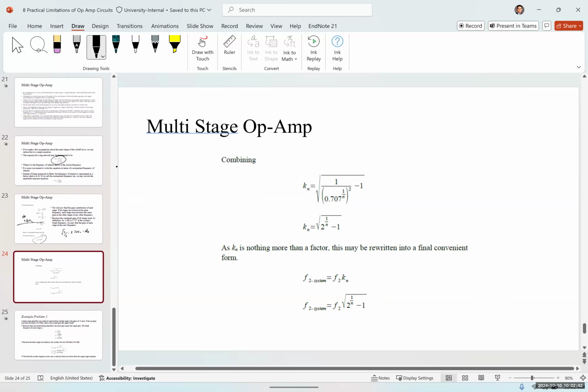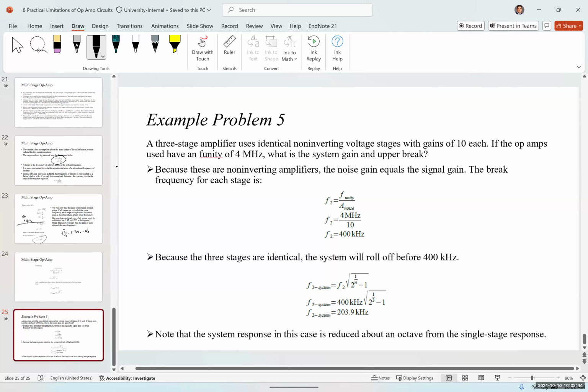Now, a practice problem. Imagine we have a 3-stage amplifier. They use identical non-inverting amplifiers. The gain of each stage is 10. If the op amp has a unity gain frequency of 4 megahertz, what is the system gain and the upper cutoff frequency, the break frequency?